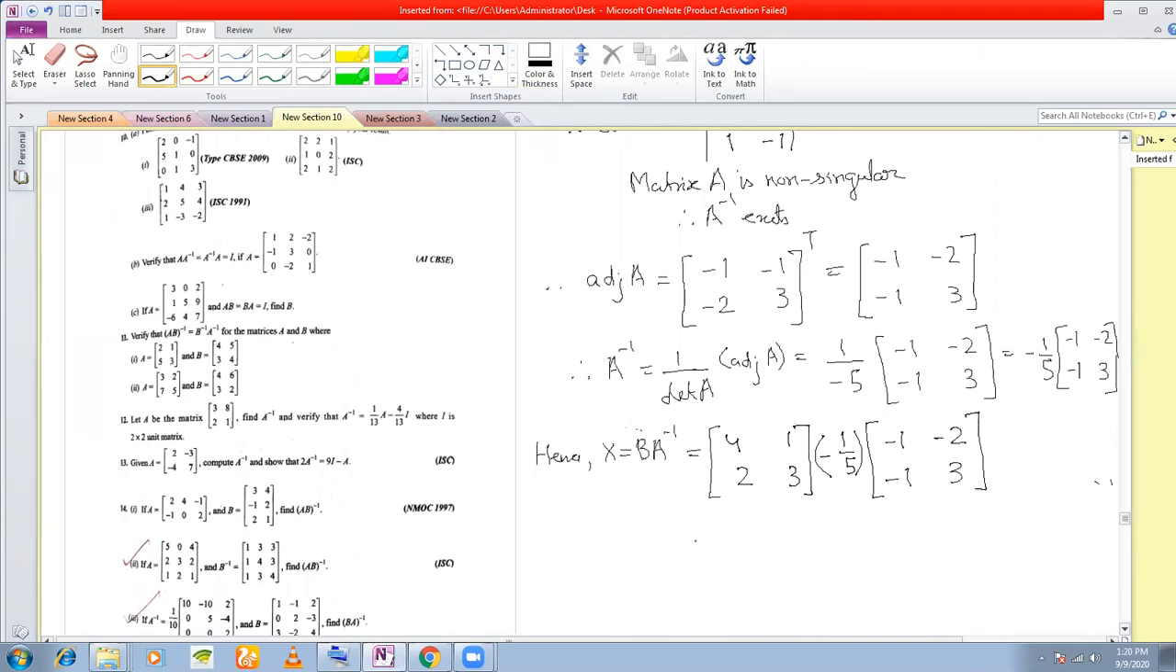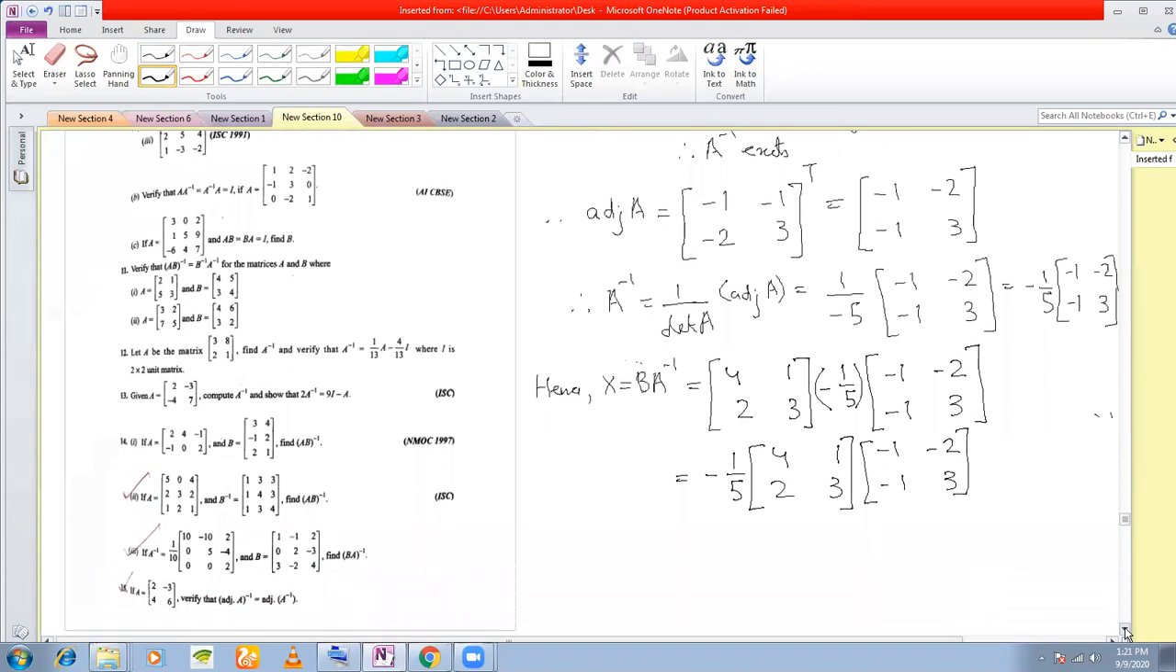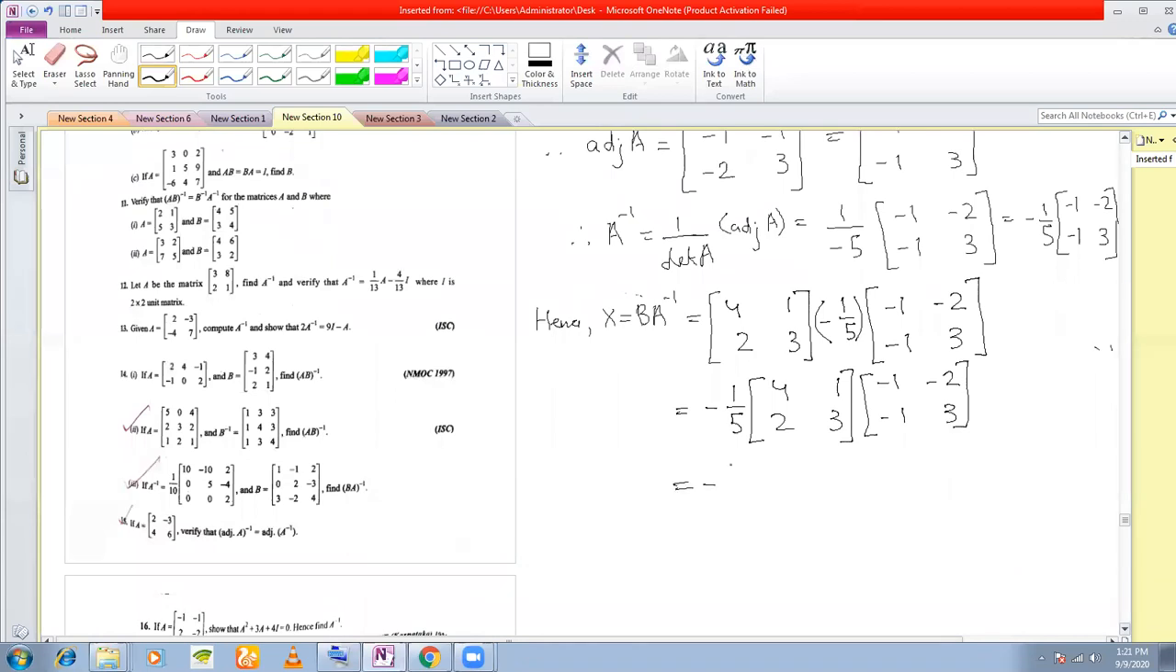So you can write this as minus 1 by 5 into these two matrices: 4, 1, 2, 3 and minus 1, minus 2, minus 1, 3. Now we multiply. Whatever we multiply, we get the value of x. Let's see what we get. First row, first column: minus 4, minus 1, that is minus 5. Next, minus 8 plus 3, minus 5 again.